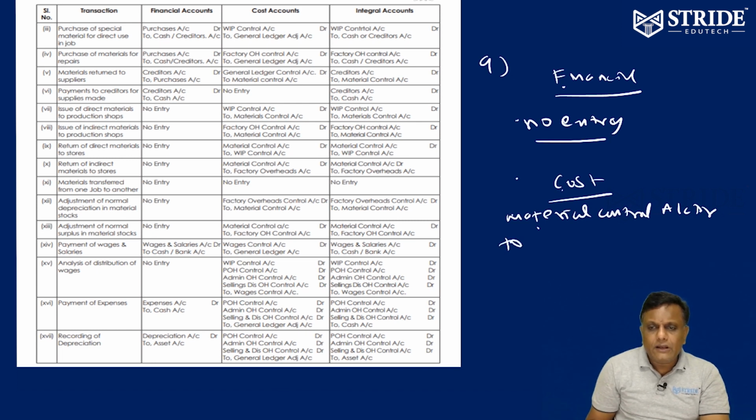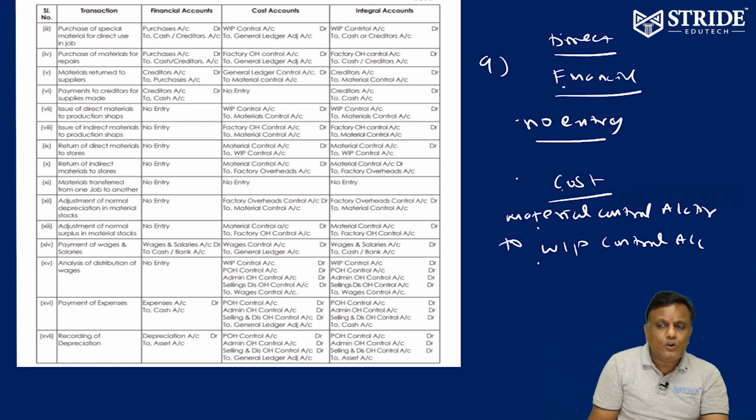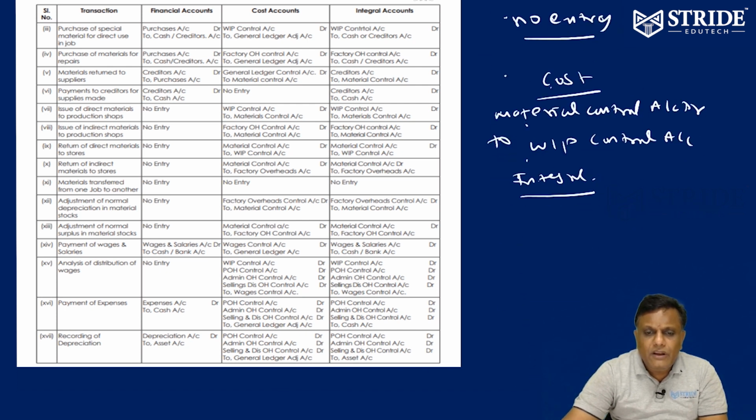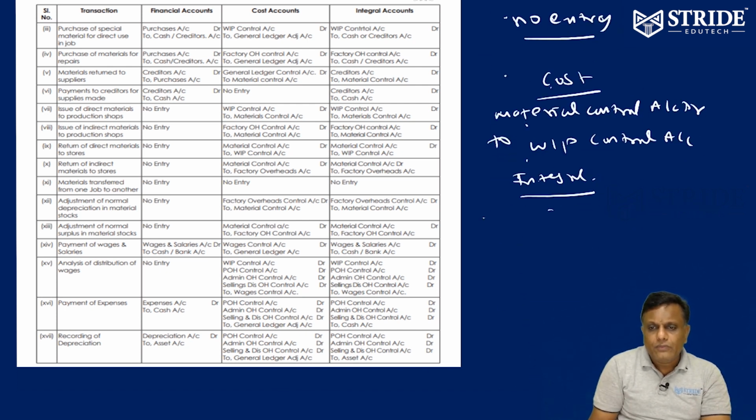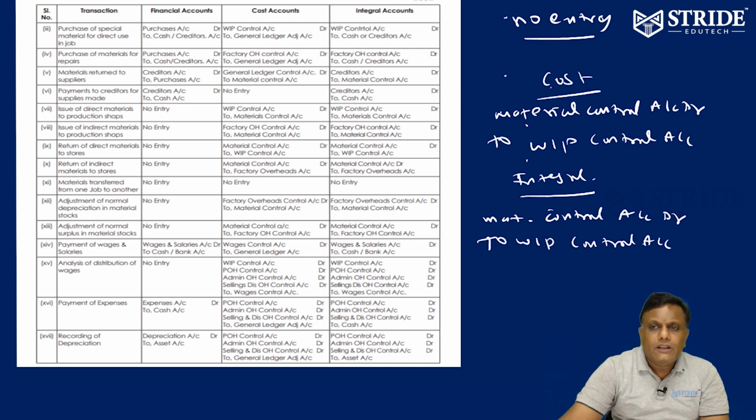To WIP control. So, return of direct material. This is direct material returned. So, material control to WIP control. Next, integral. There is no entry in the financial. What will be the entry in the cost? The same entry we have to post in integral accounts. So, material control account debited to WIP control. Direct materials returned. Material control to WIP.